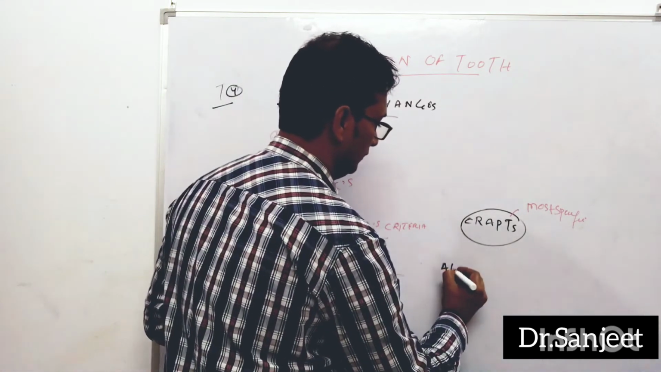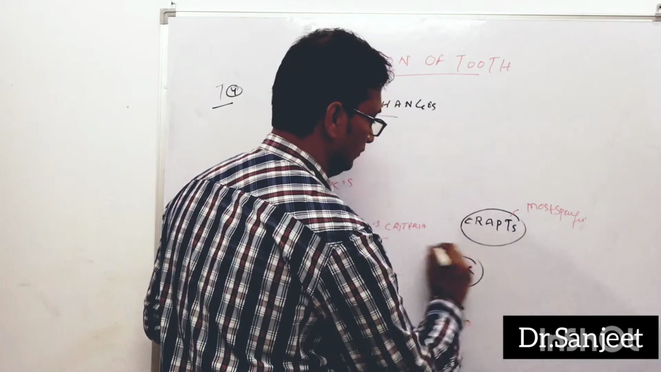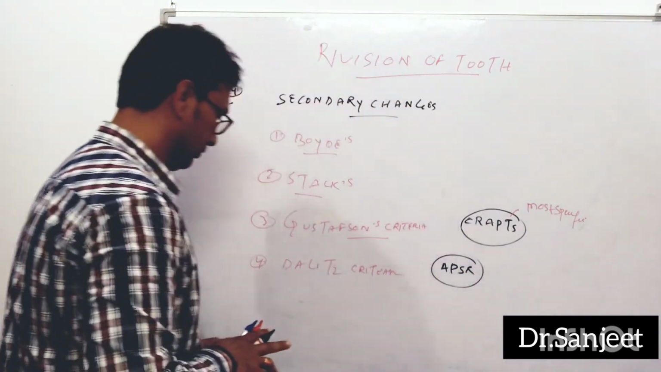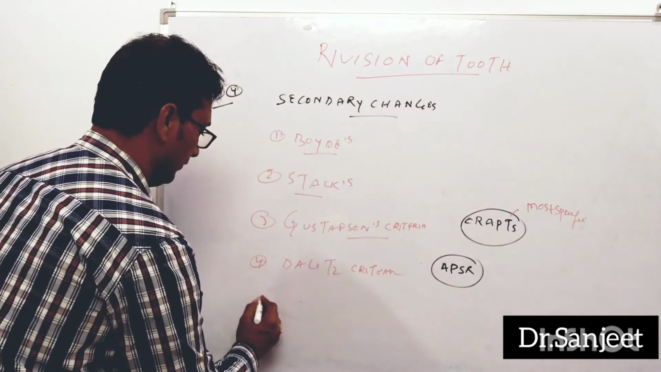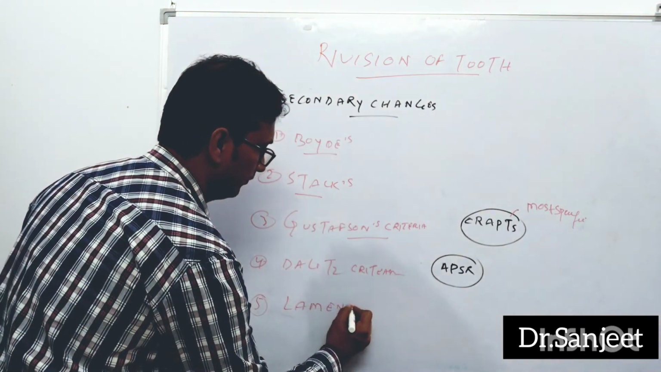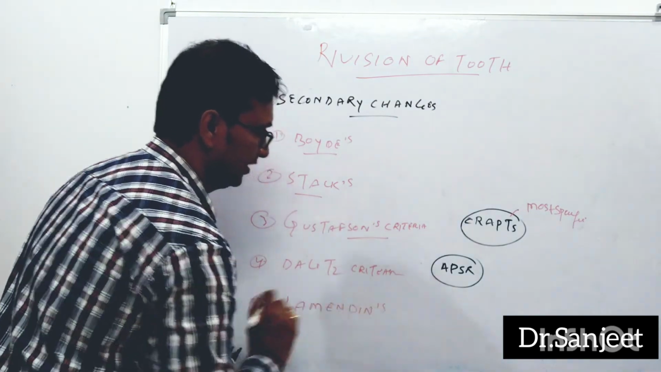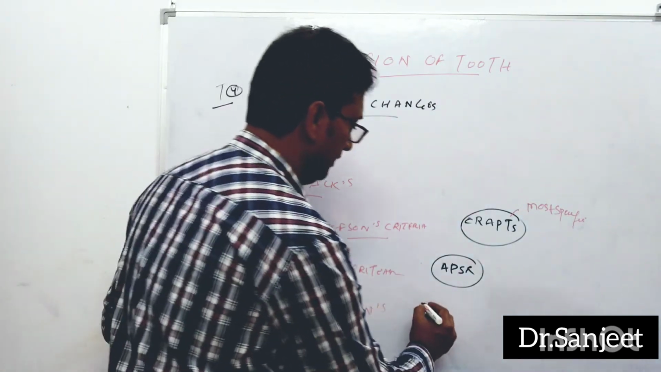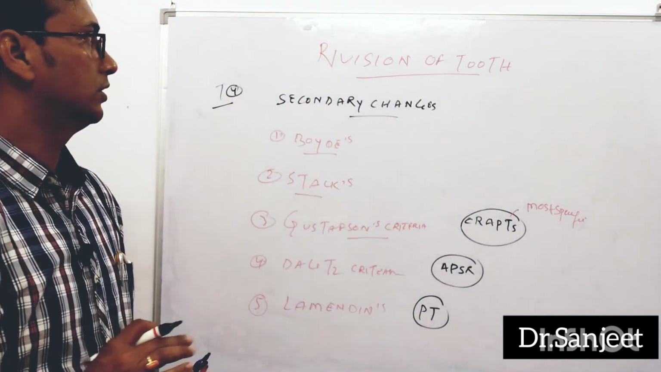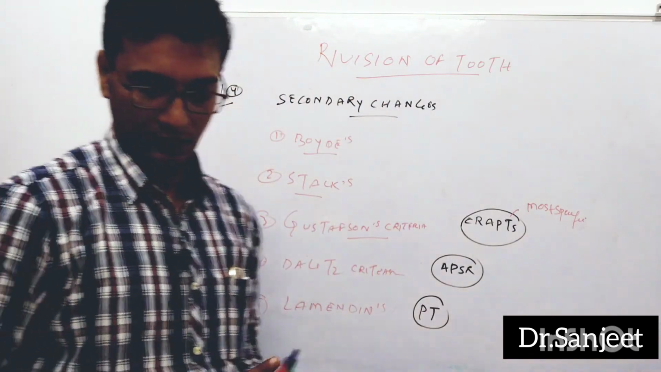Then fourth criteria, Dwight criteria: attrition, periodontosis, secondary dentin, root transparency. Then Lambert criteria: periodontosis and transparency of root. This is all about teeth. Okay, thank you.